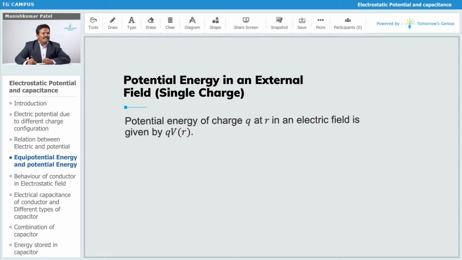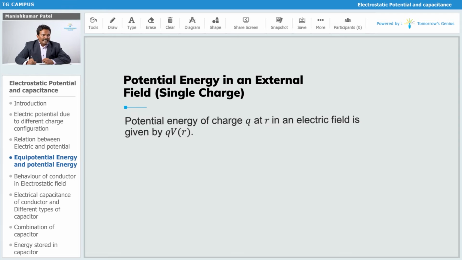Now we will see the potential energy in an external field. That is a kind of work done required to assemble a number of electric charges. How much work you have to do, and all that work done is going to be saved in the form of energy. First of all, we will see it for a single charge.